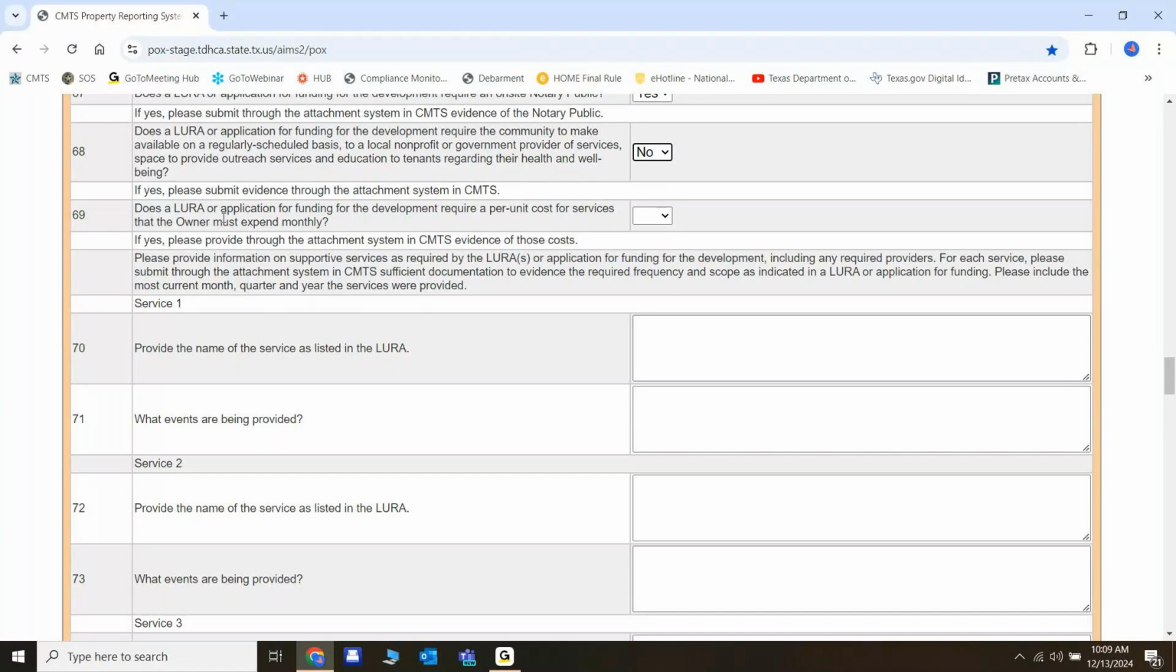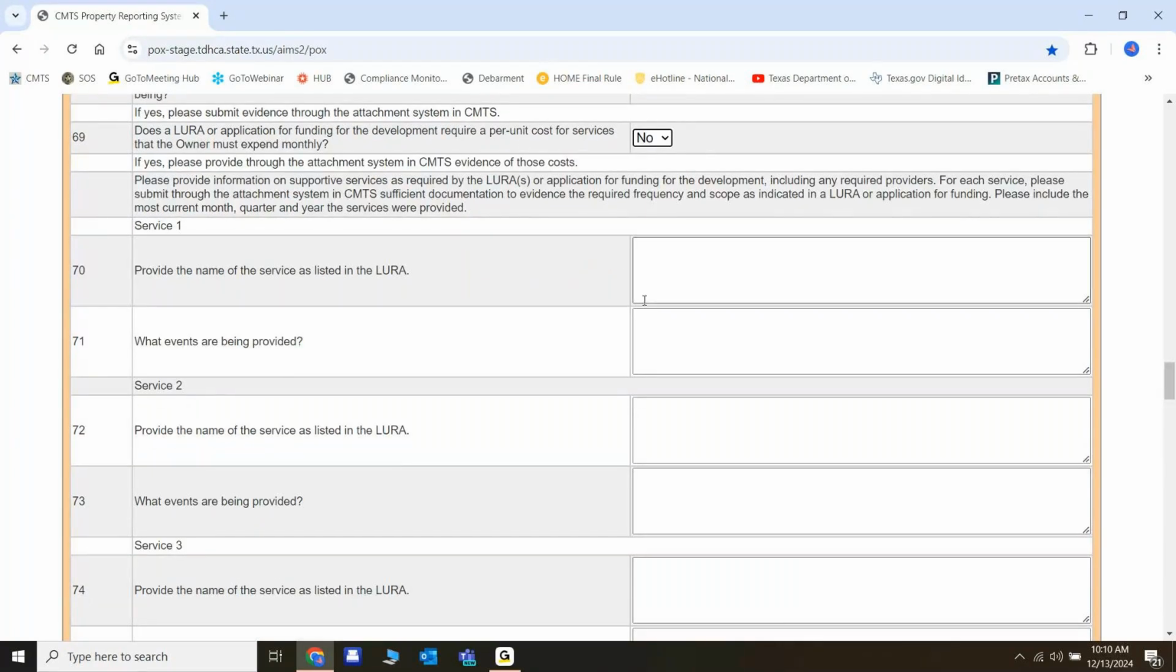Does your land use restriction agreement or application for funding require a per unit cost for service that the owner must expend monthly? These are your bond LURAs that have this requirement in it. So if you have bond funding and you have this, yes, then attach to CMTS all of the documents to evidence that you have met those costs per unit that you must expend monthly. So you need to submit that. If it's no, you can say no and move on.